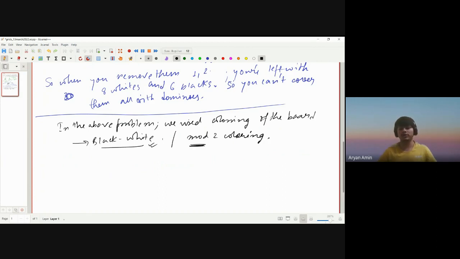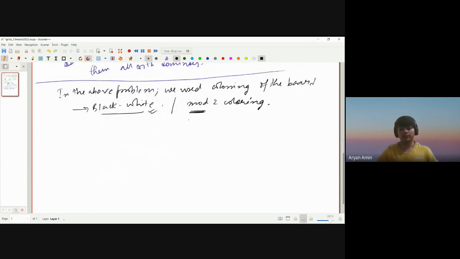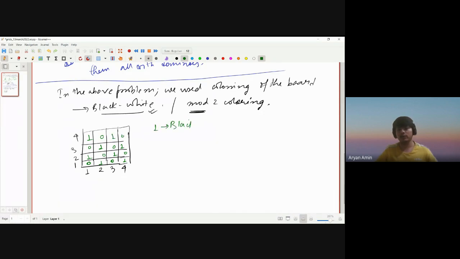Suppose you had a 4 by 4. Suppose you number the rows and the columns as 1 2 3 4. And suppose this was your chessboard coloring, 0 1 0 1, 1 0 1 0, 0 1 0 1, 1 0 1 0, where 1 stands for black and 0 stands for white.